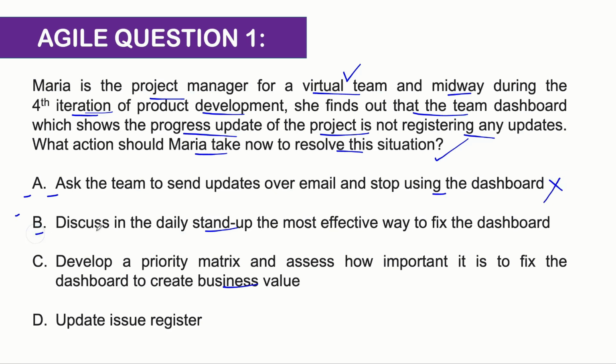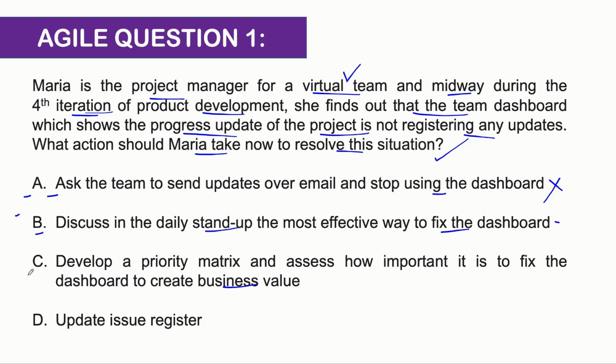Option B. Discuss in the daily stand-up the most effective way to fix the dashboard. Now to evaluate this answer, you should know what stand-ups are. Very briefly, stand-ups are daily meetings that happen during Agile projects where the previous 24-hour updates and the next 24-hour plan is discussed and aligned with the product owner or the Scrum Master. Also the team discusses the impediments and risks in the meeting, and this is a risk which you have. So B is a very strong choice guys. However, we'll still not finalize it till we have evaluated all the other options.